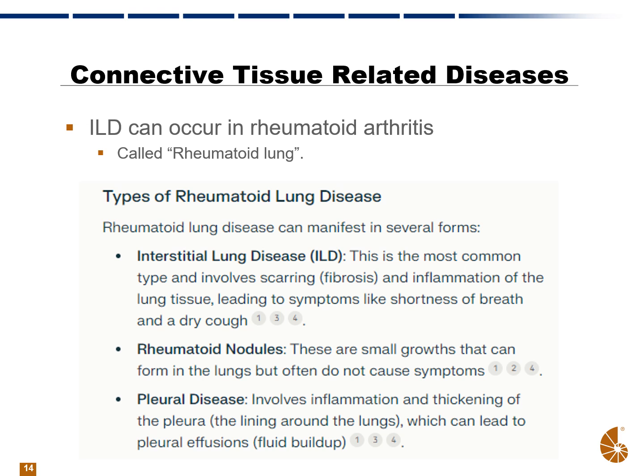Now, speaking of the interstitial lung diseases that are part of connective tissue related diseases, in rheumatoid arthritis, for instance, it can be called rheumatoid lung. So in some cases of rheumatoid arthritis, it can have interstitial lung disease. It may be fibrosis, or you may actually have nodules or pleural disease associated with rheumatoid arthritis.